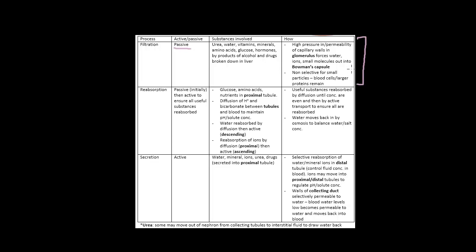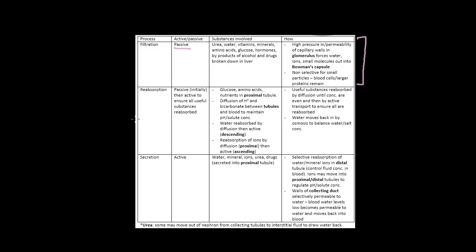So, if you have a look, there's high pressure and permeability of capillary walls and glomerulus, which forces out water, ions, and small molecules into the Bowman's capsule. It's non-selective for small particles; blood cells and larger proteins remain. So, we all know that diffusion is not actually effective because it doesn't work that efficiently for larger molecules, and because of that we need the kidney and we need to use this process of filtration.